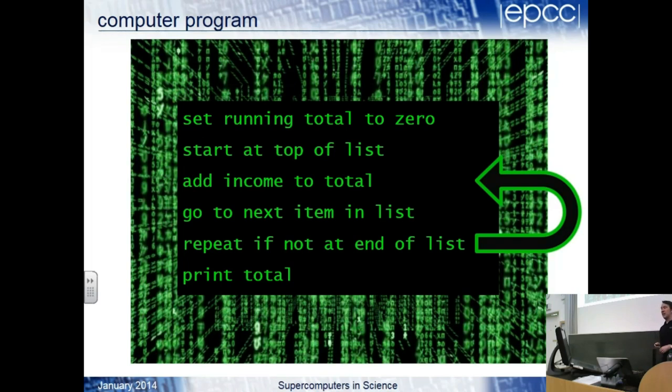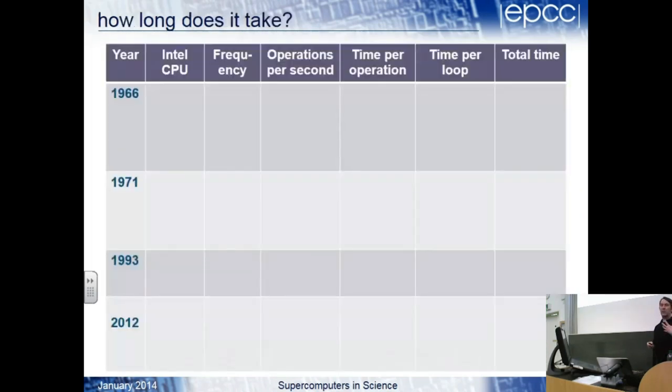How long is that going to take? I'm going to follow how long this program would have taken if I'd run it on various processors over the years. This will help me quantify how much faster computers have got in the past few decades. I'm going to study Intel CPUs, not because there's anything particularly special about them, except that, A, they're very popular, almost ubiquitous, and B, Intel have been around for a long time, so we've got quite a history of Intel CPUs.